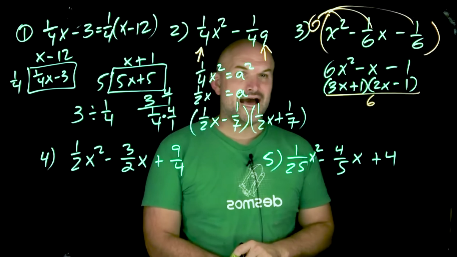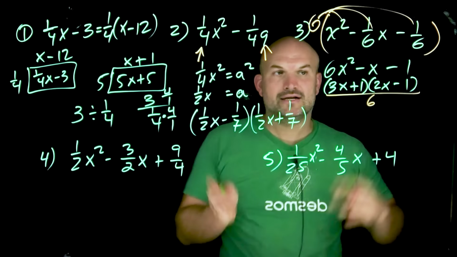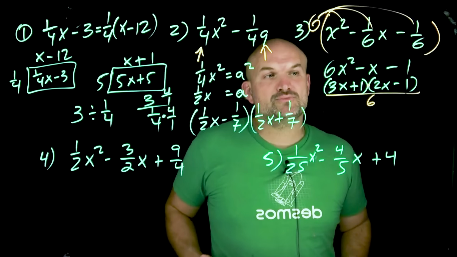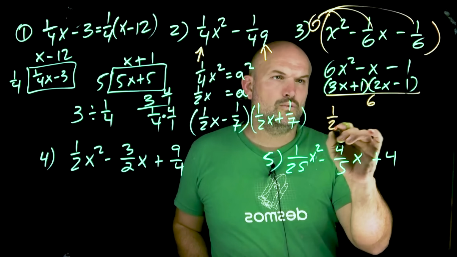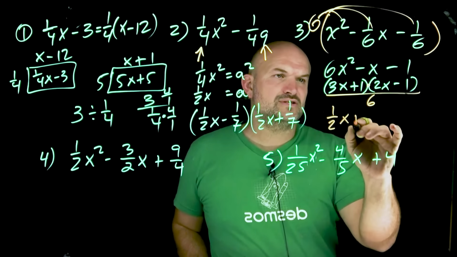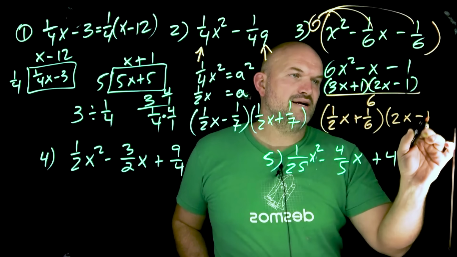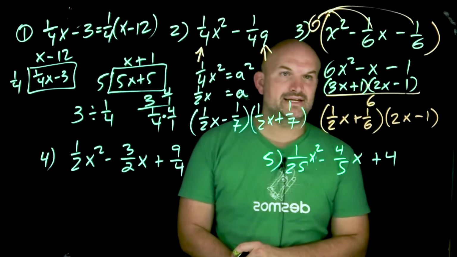Divide by 6. Now, remember though, you can only divide one of these terms by 6. It's not going to work in both ways. You can't divide it into both these terms because these two expressions are multiplied by each other. So I'm just going to divide this one here. Therefore that'd be a 1/2 x plus a 1/6 times a 2x minus 1. And voila. Now you can go ahead and multiply everything back through.